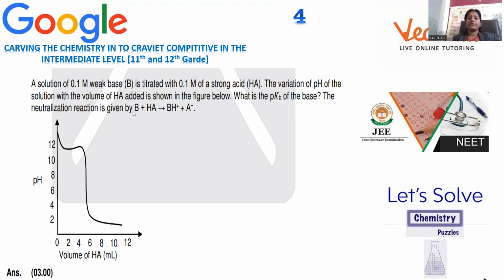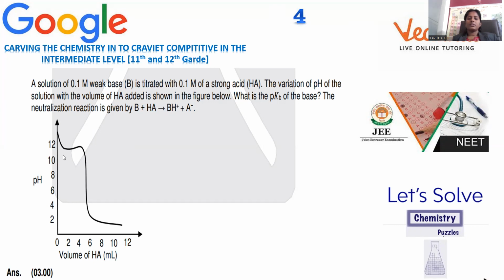Okay, the neutralization reaction is B for base plus HA, strong acid, gives rise to BH+ and A-. This is the neutralization reaction. Whenever volume of HA is added from the burette, the pH of the solution is changing this way. Being the starting material a weak base, you can start the reaction from this zero coordinate, the reaction will be started over here. So whenever HA is added, slowly the curve is inclining towards downward.